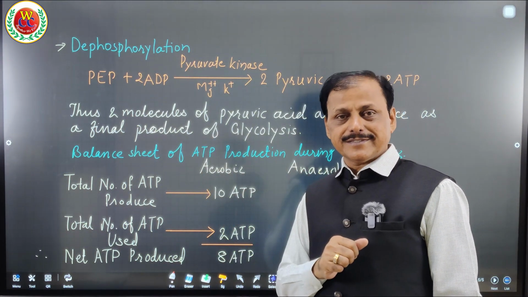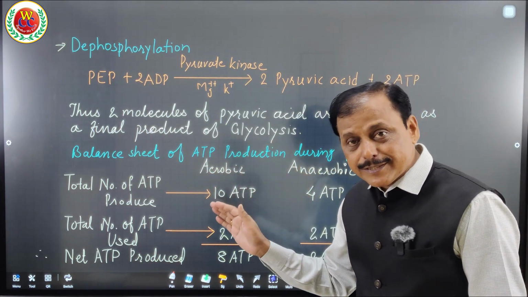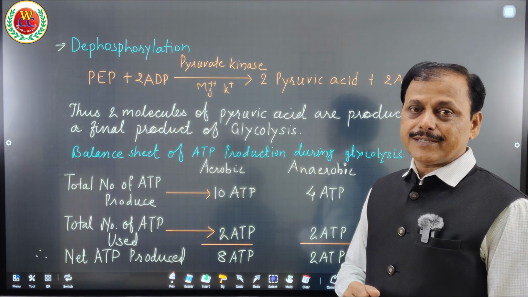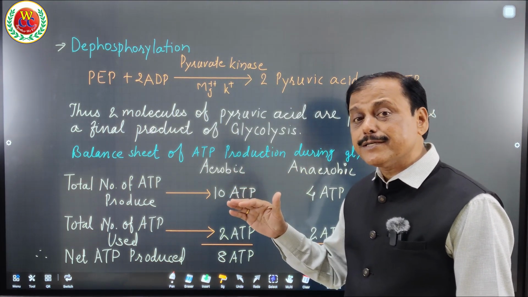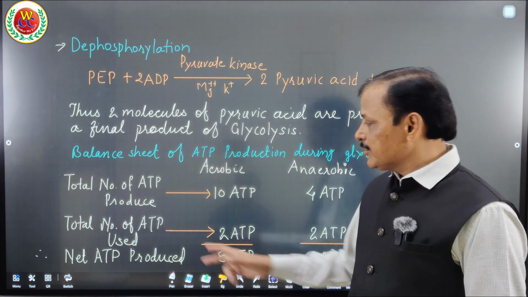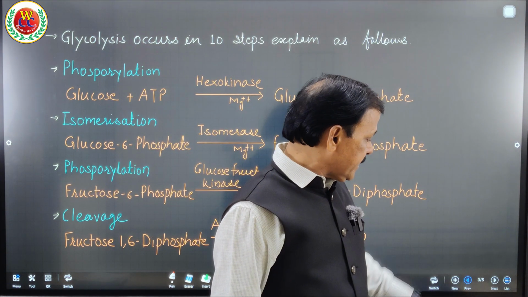But at the last, what happened? How many ATPs are produced if it takes place in the presence of oxygen, that is aerobic, and how many ATPs are produced if it takes place in the absence of oxygen? So let us see directly from that flow chart or pathway.